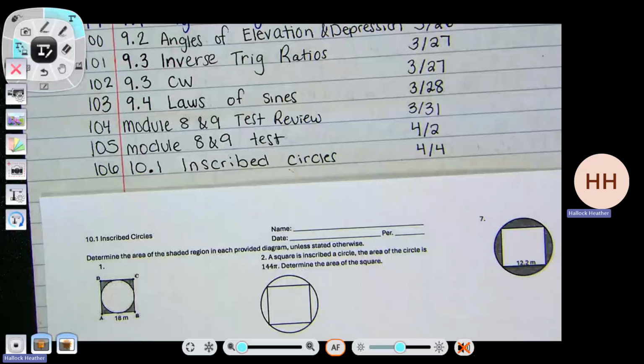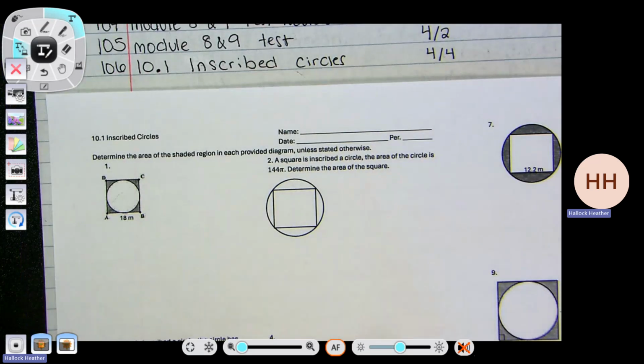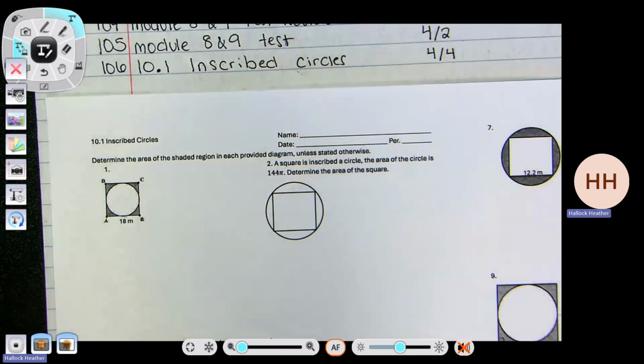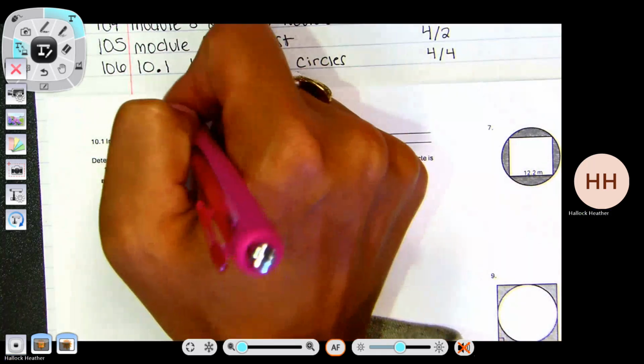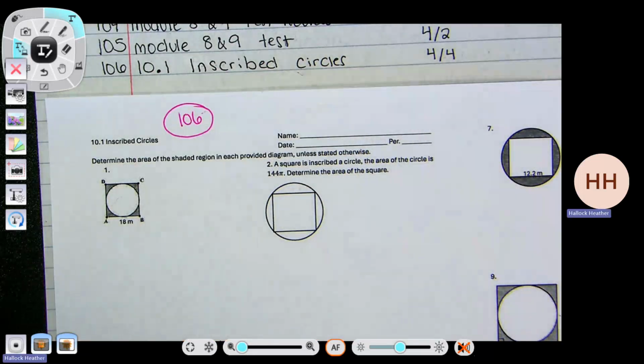There's form A, there's form B, there's form C. Okay. So on today's paper, this is 106. This is the beginning of circles. So for 106, there's 2 chapters left. We have circles, which is approximately 3 weeks long.